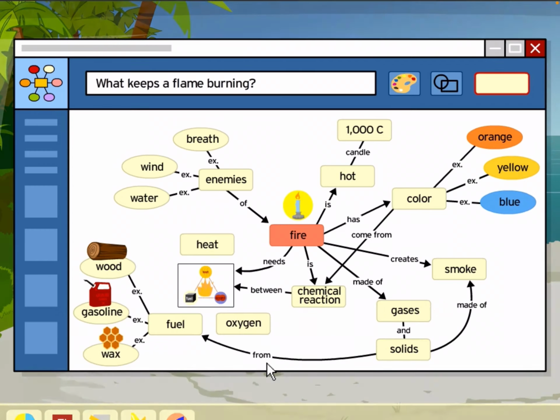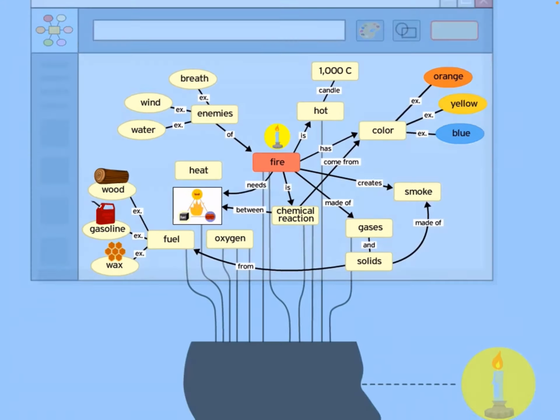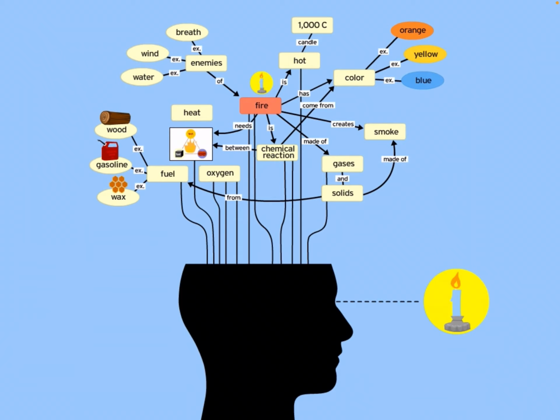It may look a bit disorganized, but it actually mimics how our brains store information. That's why you might hear these called mind maps or thought webs. They're visual models for how we think.